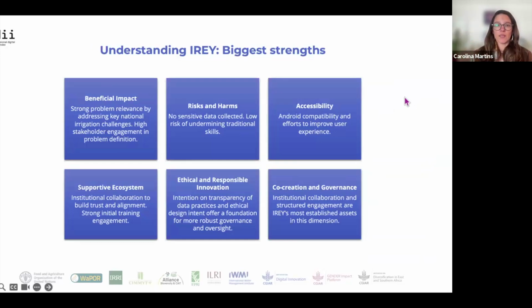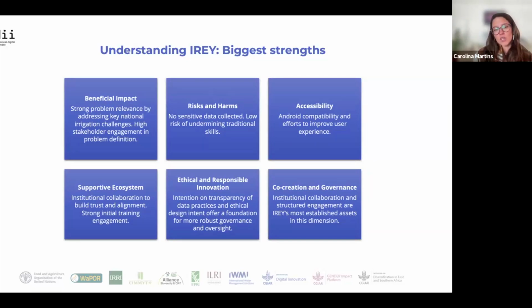So looking at the array, and I'm not going to read all of this, we can also share the presentation. All of the tools have strengths and weaknesses, right? In terms of the strengths, yes, it has strong problem relevance. There's no sensitive data collected, so in terms of risks and harms, there's a good foundation. There are good aspects in terms of accessibility, which is the Android compatibility and the efforts to improve user experience. And even if the dimensions score a little bit lower, there are always strengths in each dimension.